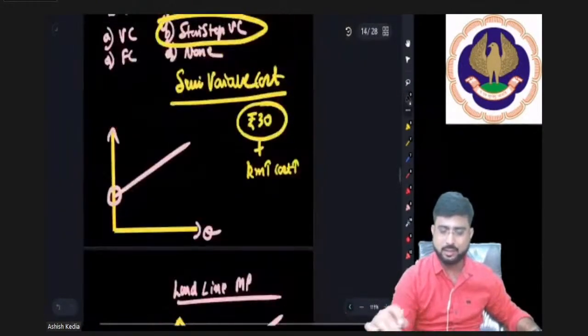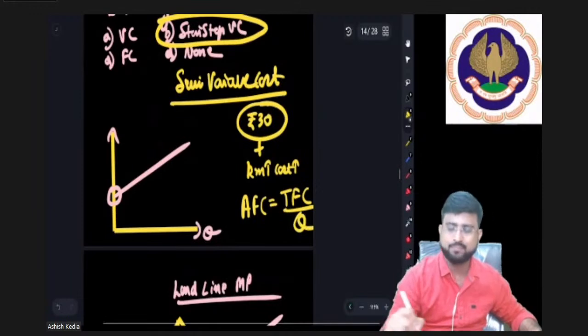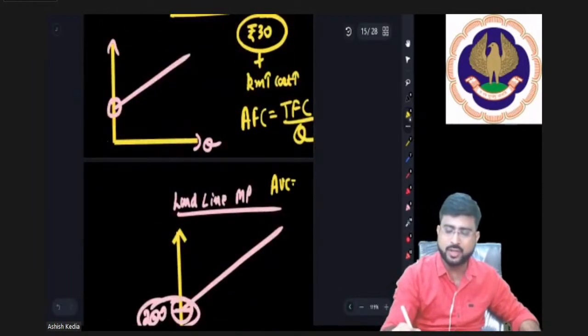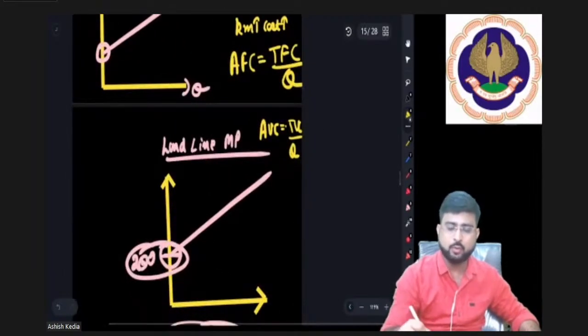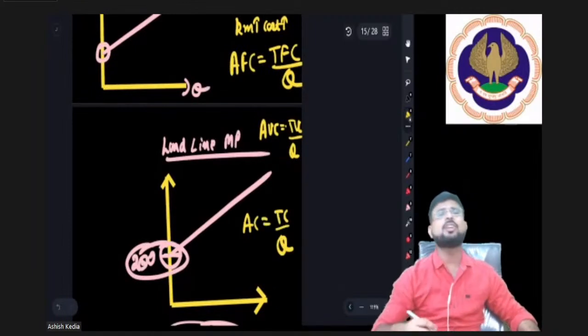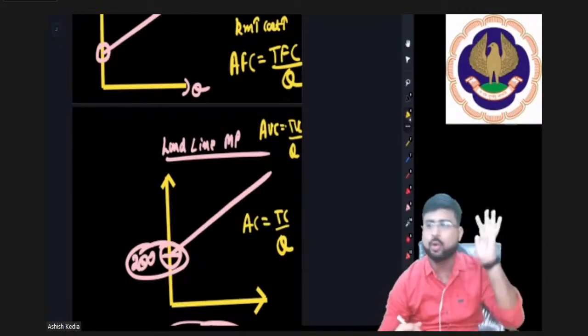So basically, if you have to calculate average fixed cost, it will be total fixed cost by quantity. You can write it down. If you have to calculate average variable cost, friends, it will be total variable cost by quantity. If you have to calculate average cost, it will be total cost by quantity. Whenever you have to find average, you have to do total by quantity, full stop.